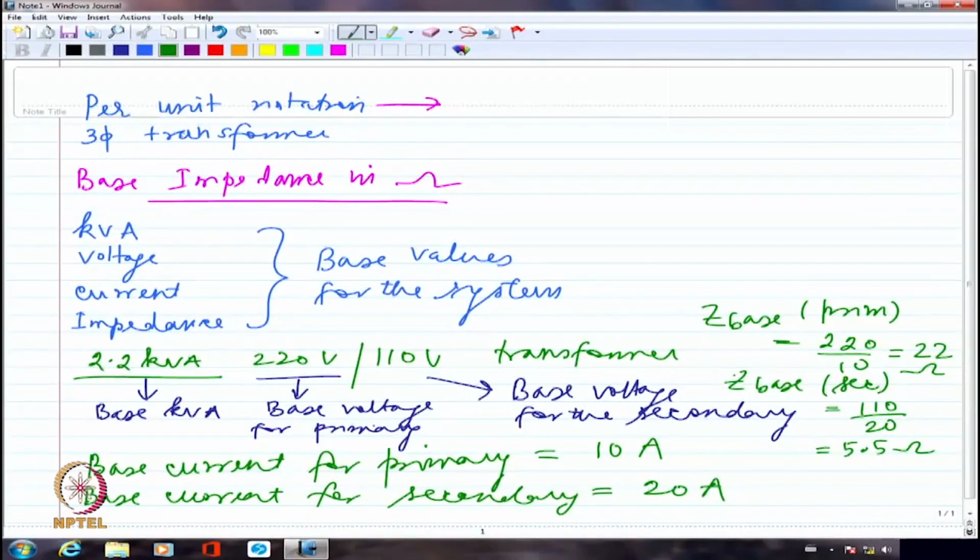Now, what is the real point of defining per unit? What is the point of really defining all these bases and confusing you so much? You can really think that way. So, let us try to look at the utility of it.